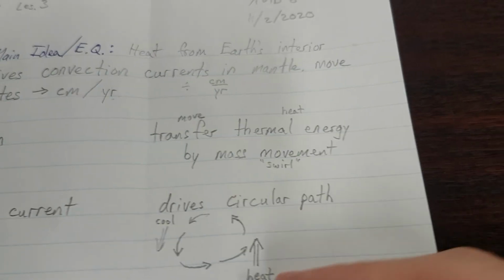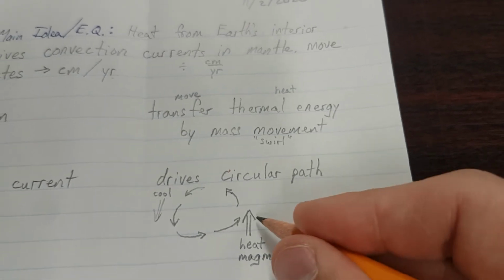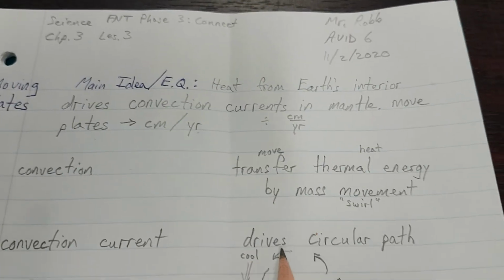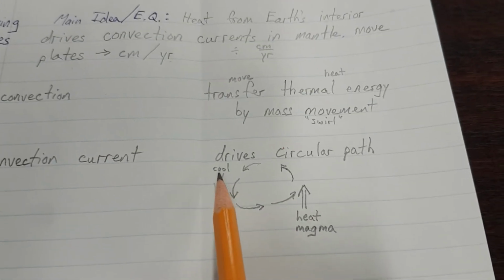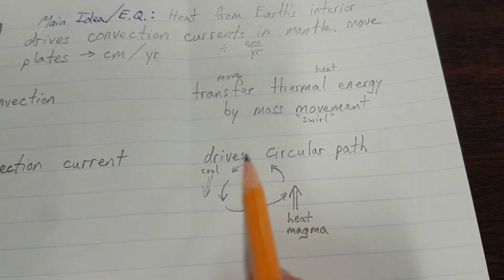So as the heat source, the magma, M-A-G-M-A, heats things up, it pushes up and starts this swirling motion. Once it gets over here and cools down, it's going to fall because it's more dense, and it starts that circular path. That's a convection current.